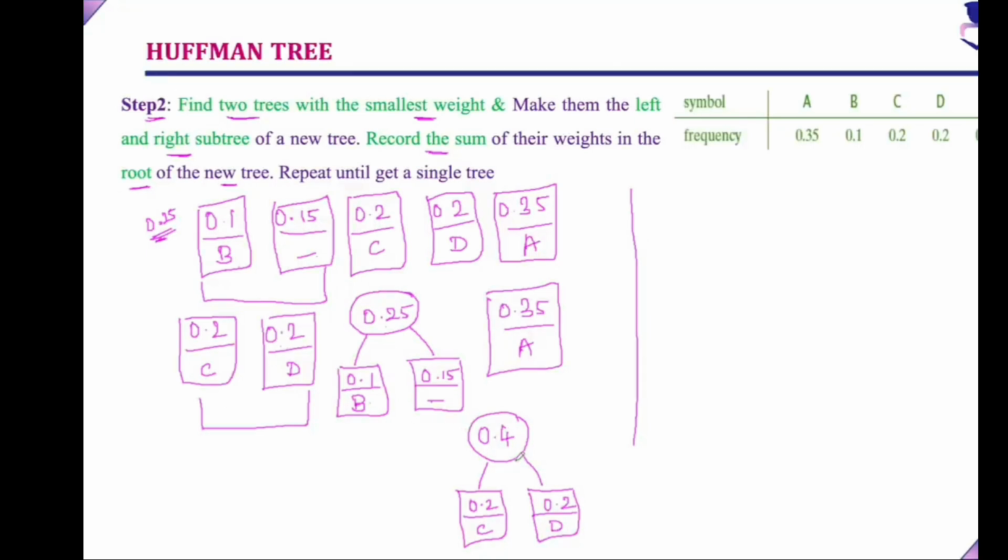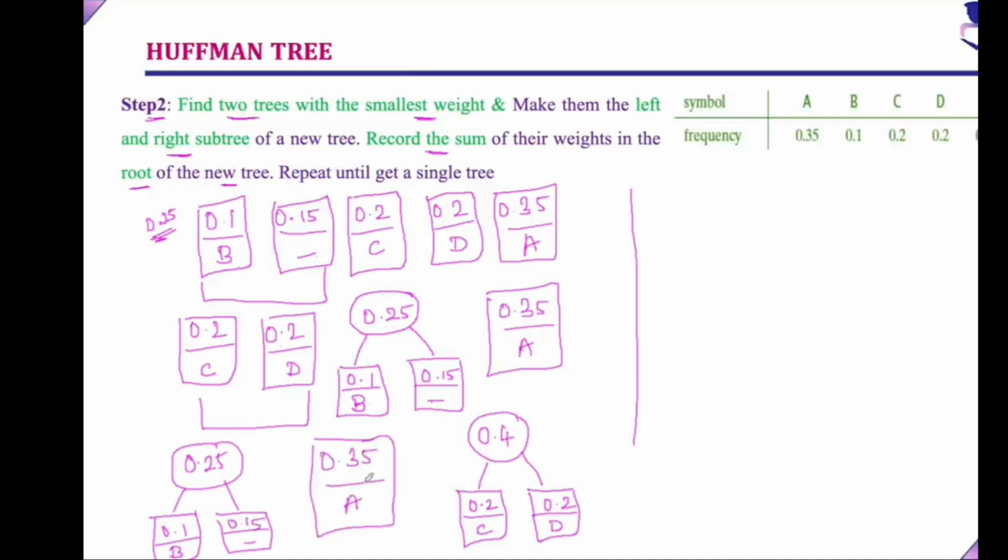And also we have to arrange in ascending order. Accordingly I have written, so it is 0.4, so 0.25 is least, so here comes 0.25 with B and underscore, B with 0.1, and underscore with 0.15, right? And then 0.35 A. So now this step we have arranged in ascending order. Okay. Next step also, find two trees with the smallest weight.